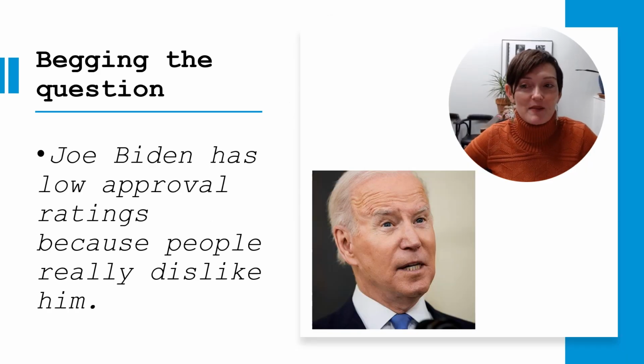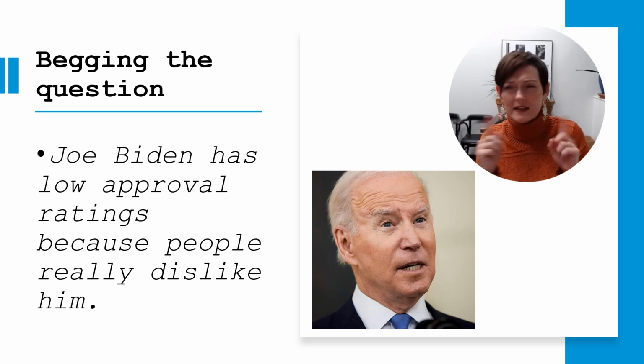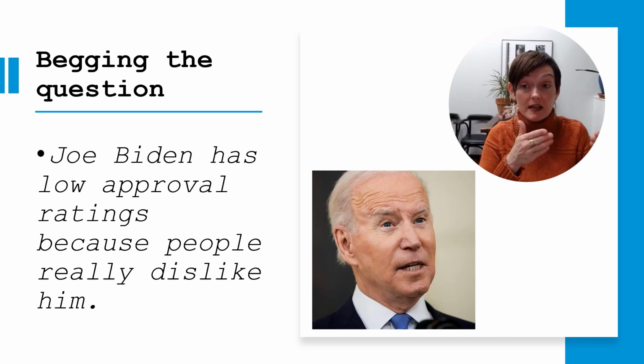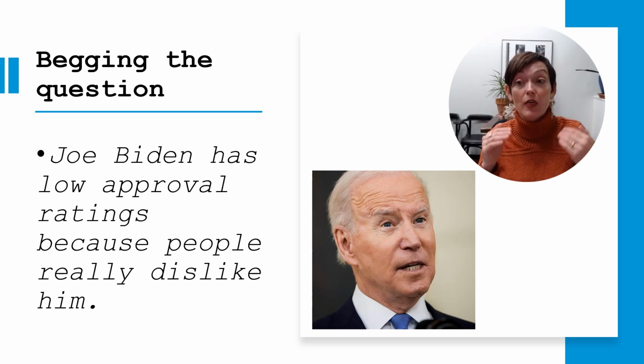Here's another example of that same Type 1. Joe Biden has low approval ratings because people really dislike him. Same thing, right? It's just the opposite of the last one. He has low approval ratings because people really dislike him. Well, that's just the same thing. You just restated your point. You didn't prove why they don't like him by saying that he has low approval ratings because they dislike him. That doesn't make any sense, right? It's not actually proving the point. The point is, why do they dislike him? And bringing in reasons why they dislike him or why they disapprove of him is necessary to proving that point.